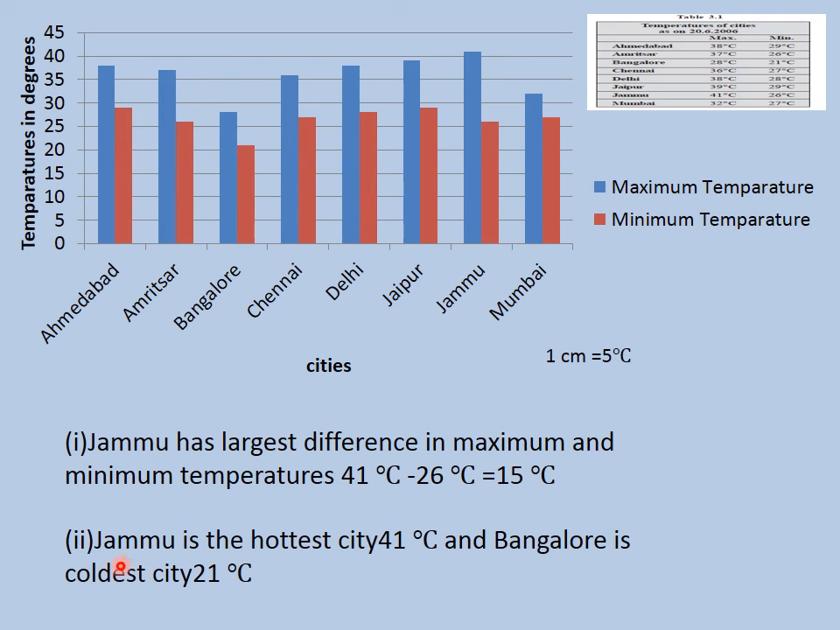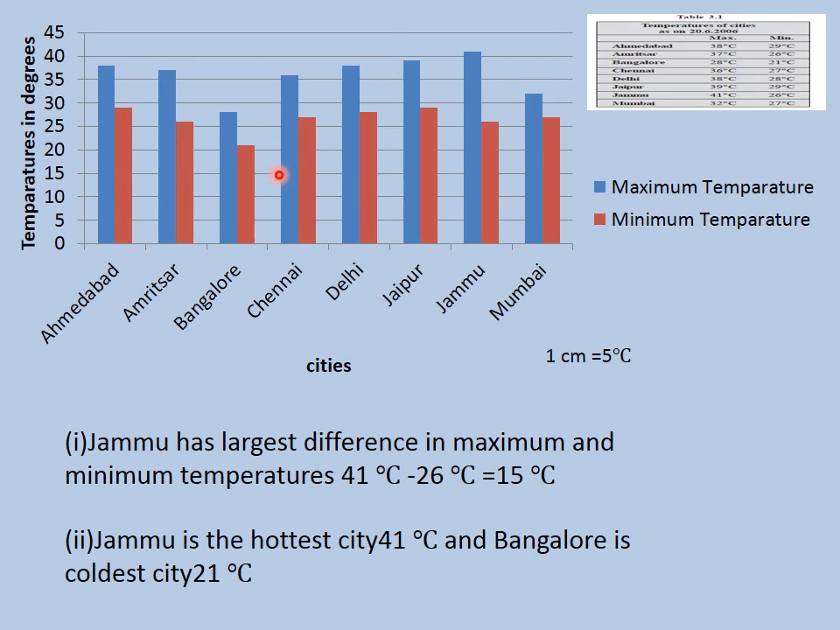Now second point, which is the hottest city? Which is having a long bar? Only Jammu is having a long bar in comparison with the other bars. So Jammu is the hottest city, 41 degrees.